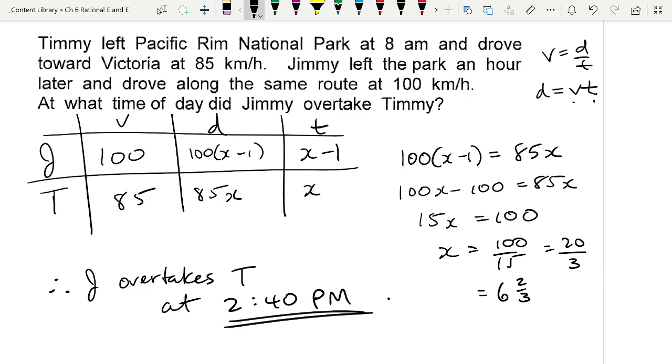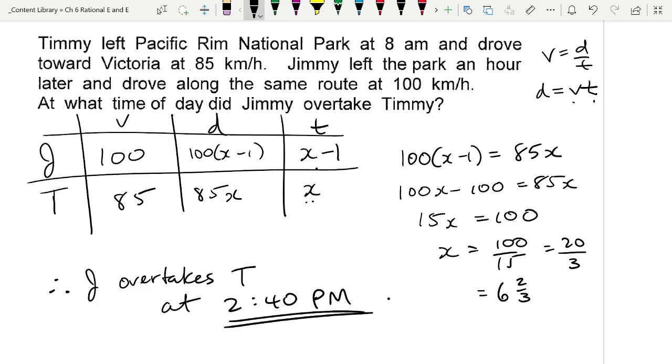Okay, questions? Didn't Jimmy start an hour later, so is it a +1? No, that would be if I wanted to know how long. So the question was, wouldn't I have to +1? No, I can do it this way, as long. But remember that x then, if I did +1, that x would represent when Jimmy left.